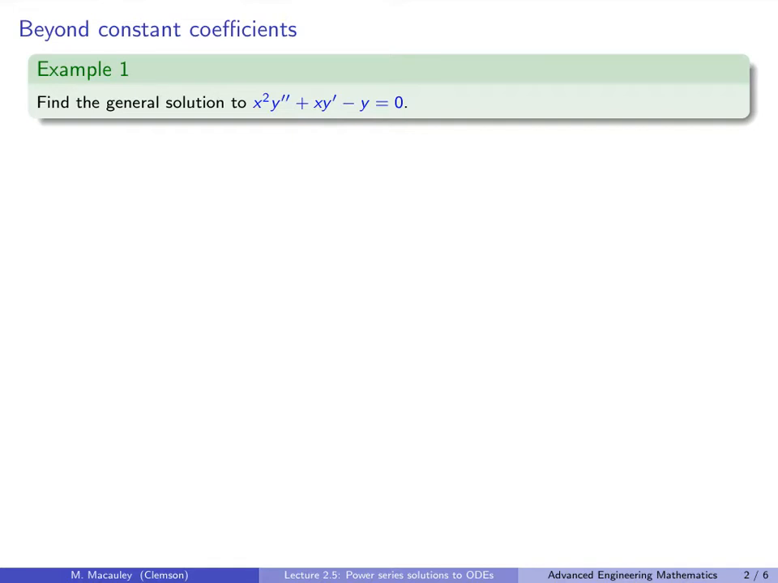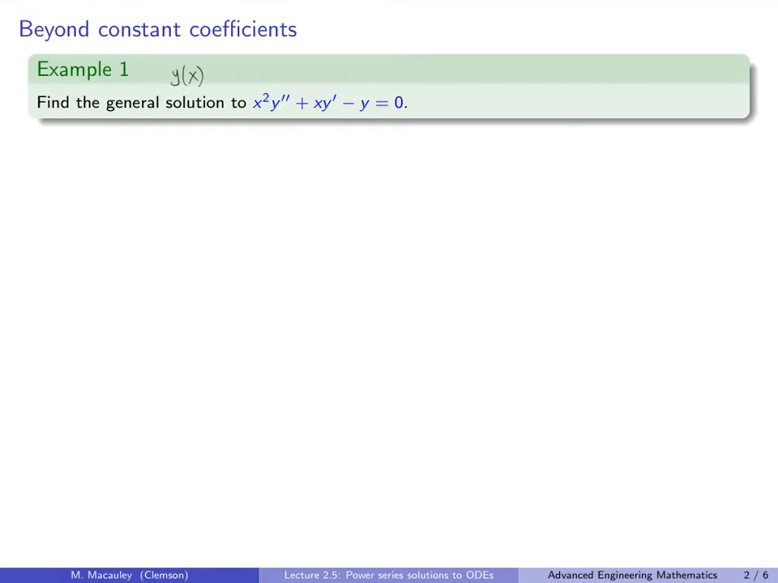Now one thing you may notice is that these variables are x's instead of t's, and that's because the equations that arise in this topic generally come up in ODEs where y is a function of space instead of time. And we'll see more of this later, especially in the next few sections. So here's a simple example to start. Find the general solution to x squared y double prime plus xy prime minus y equals 0.